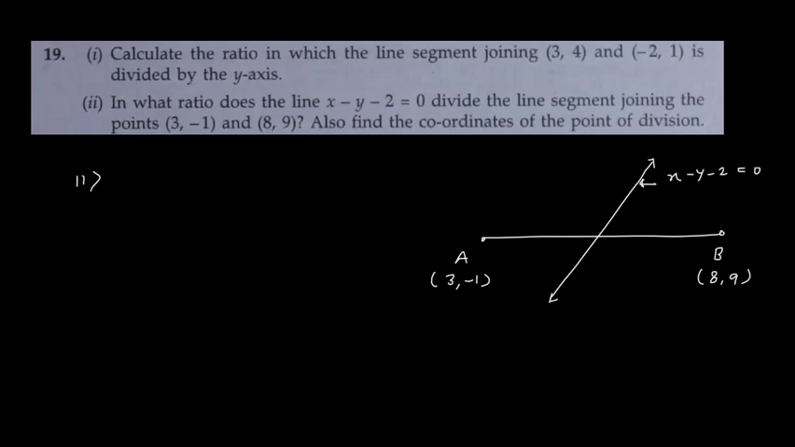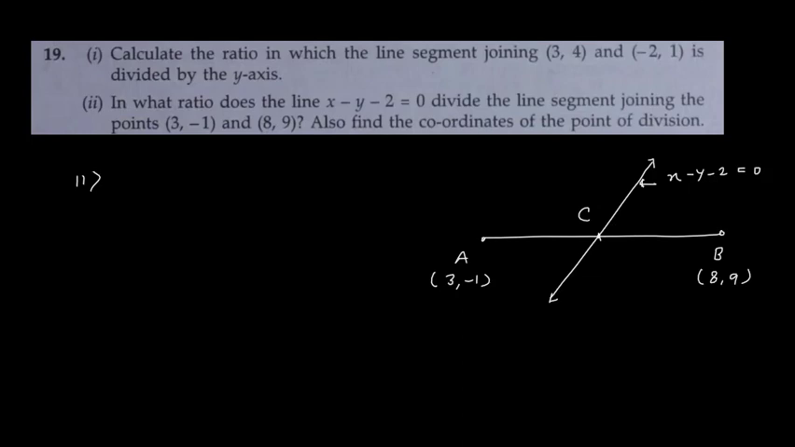Okay, I have to find where this line is cutting AB, and in what ratio this line divides the line segment joining these 2 points. Also find the coordinate of the point of division. So say this point is point C.